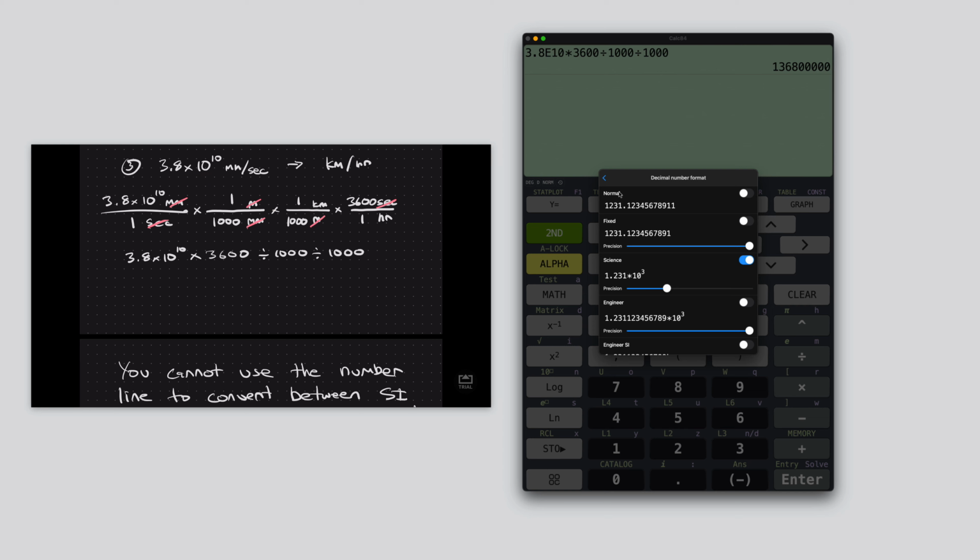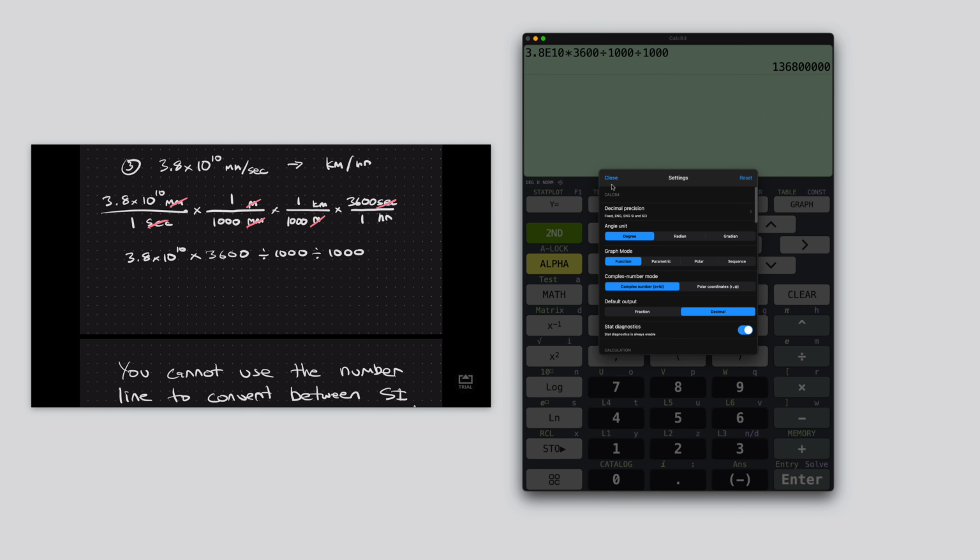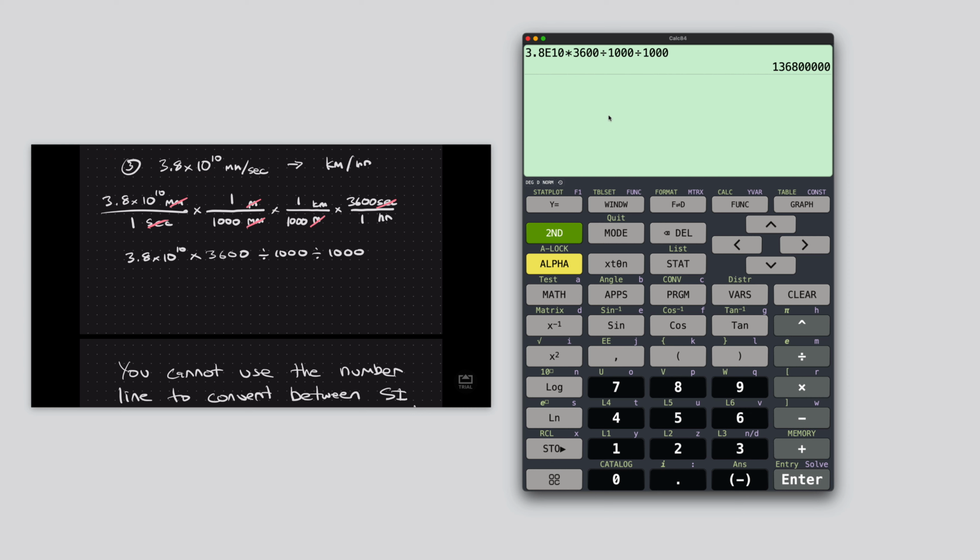If I set that, go back to here and close, and then just hit enter, you can see that it puts it into that format right there, 1.368 times 10 to the 8. So it converts this number into scientific notation for me.